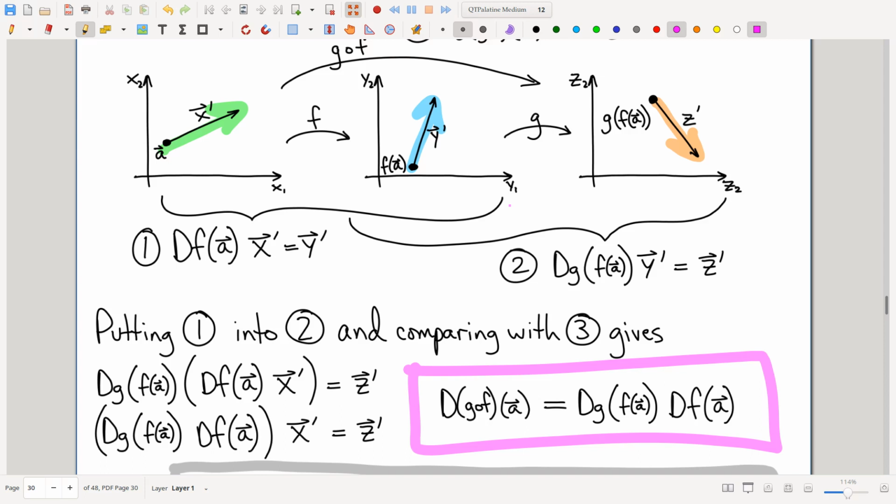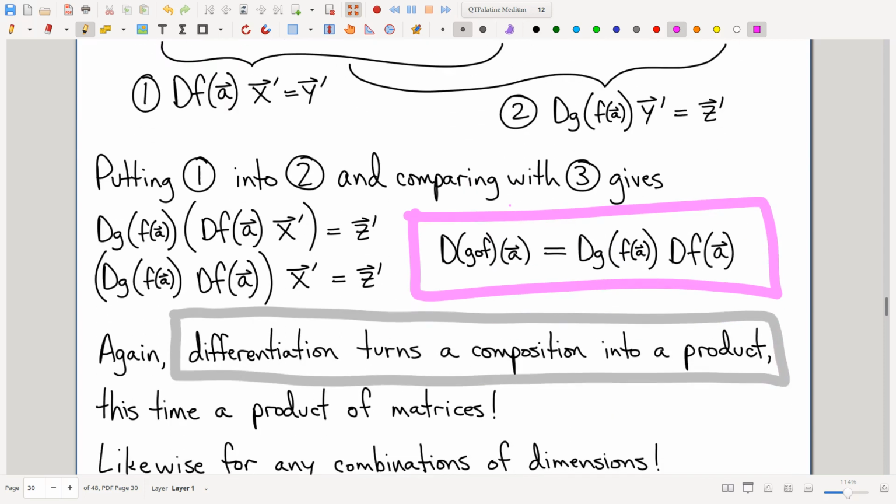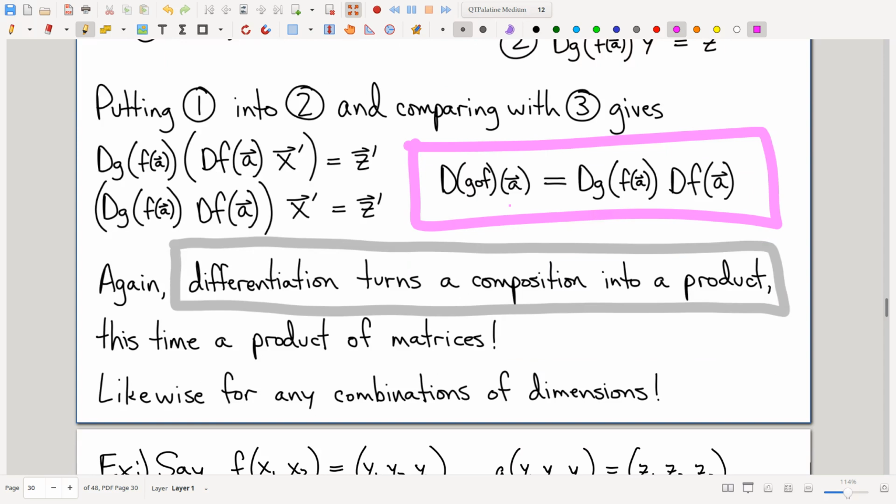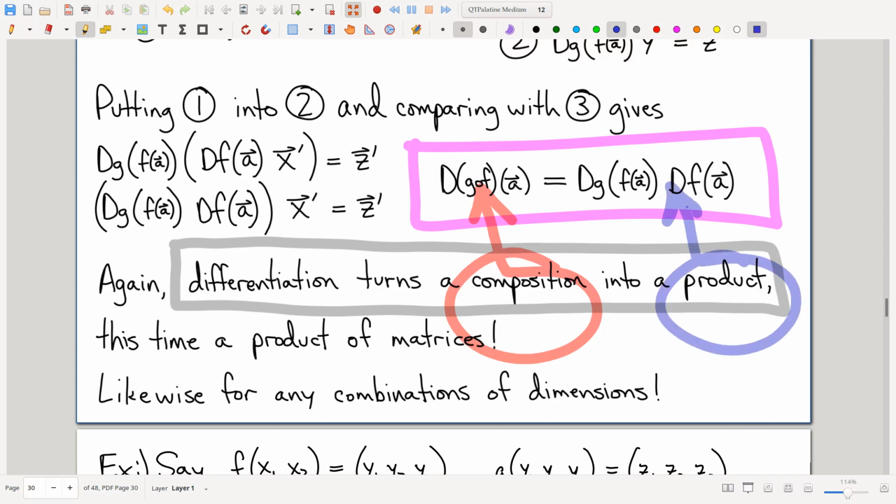All right, so this is the multivariable chain rule, and again, you can think of this as differentiation turning a composition into a product. It's really very analogous. Okay, so there you go. The multivariable chain rule is a statement about how derivative matrices multiply.